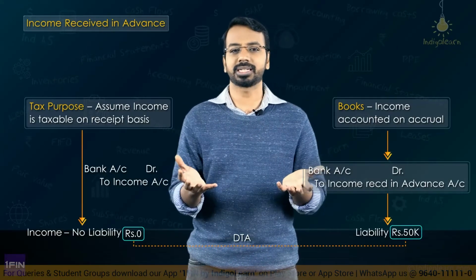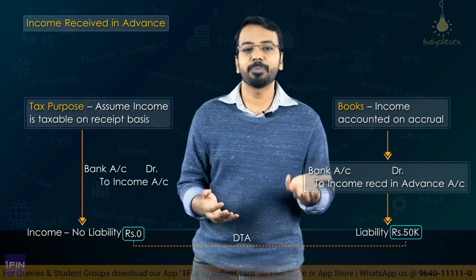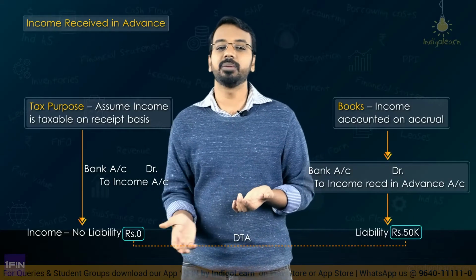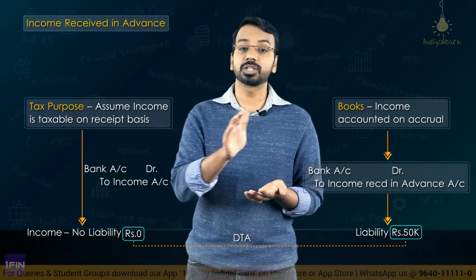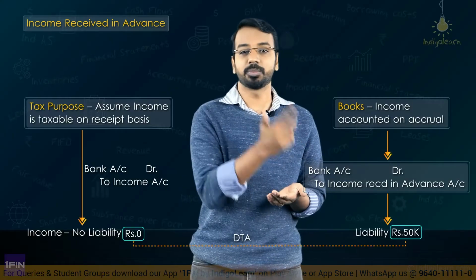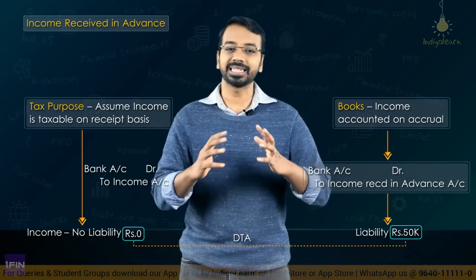The other way to understand it is, we have already paid tax today. Income will be recognized in the future. In the future, taxes will be lesser because that income will not be taxed again. So, there is a deferred tax asset.